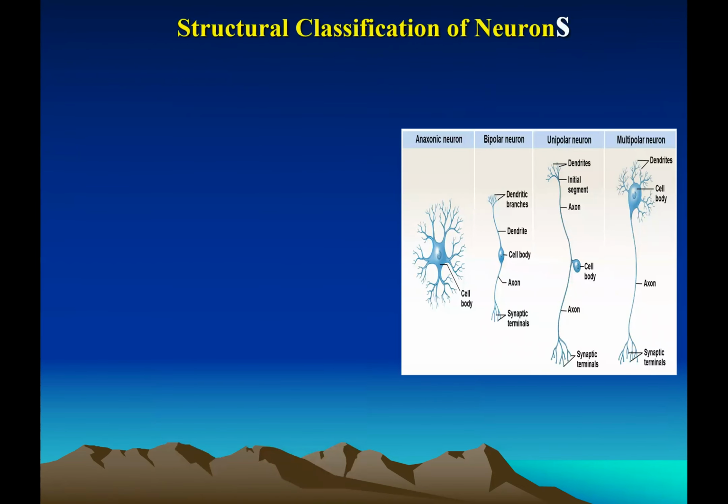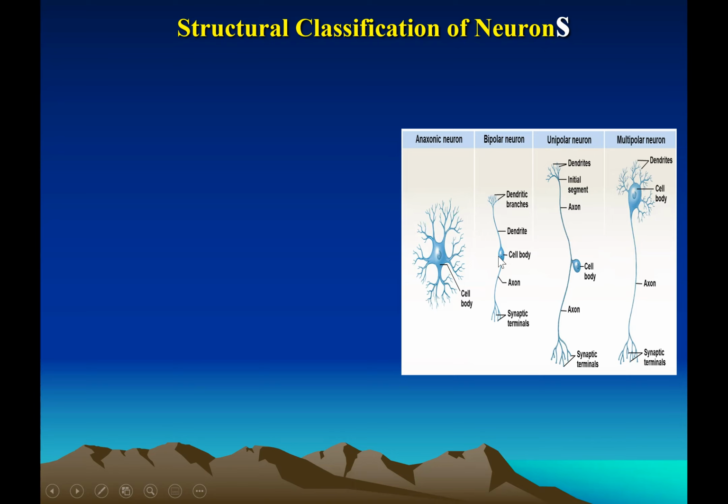What are the different types of neurons that can be found in our body? Depending on its structure, there are 4 main types of neurons. Anaxonic. This neuron is very small, and it has processes all around it that look alike. It is found in your brain and in your special senses.